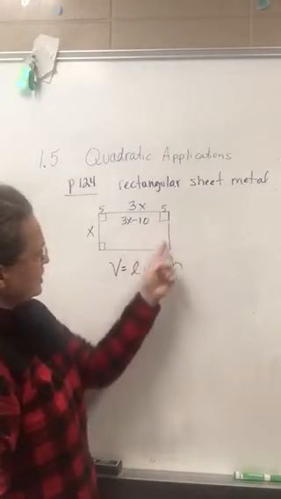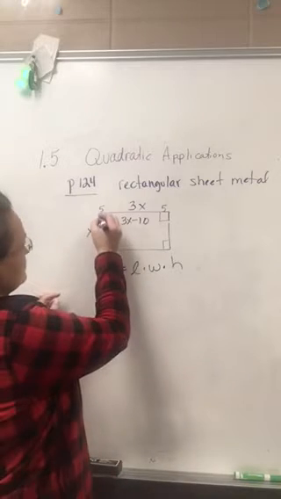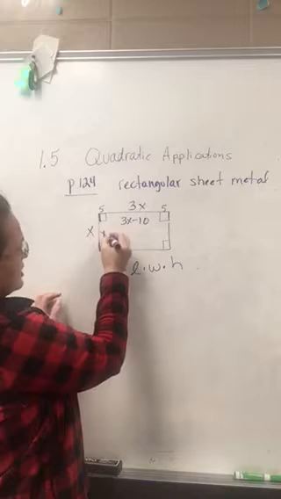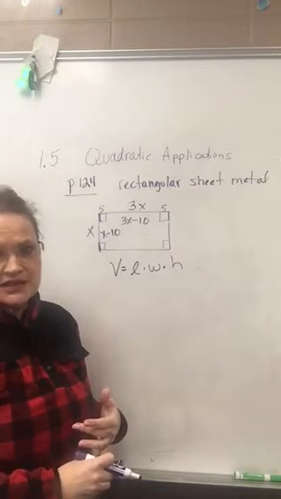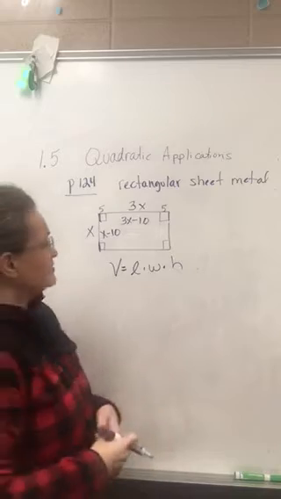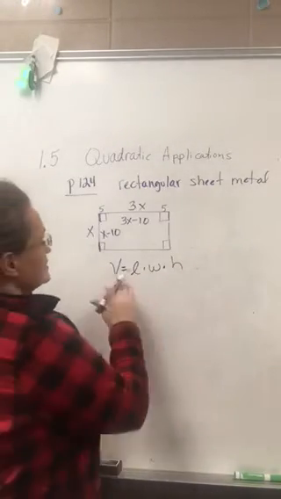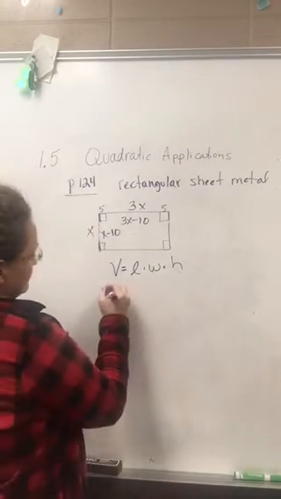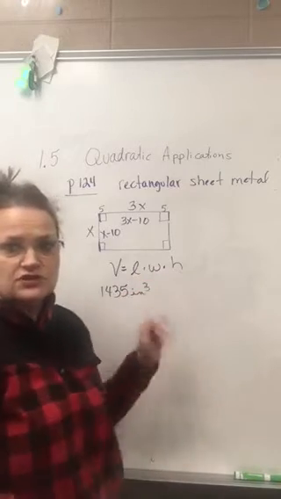Then the width of the box, again, we denoted it as x originally, but then we clipped off 5 inches this way, 5 inches this way. So the actual box after the squares are clipped off is x minus 10. And so now we're almost ready to make an equation out of this: volume equals length times width times height. So it did give me the volume straight up in the reading. It's 1,435 cubic inches.